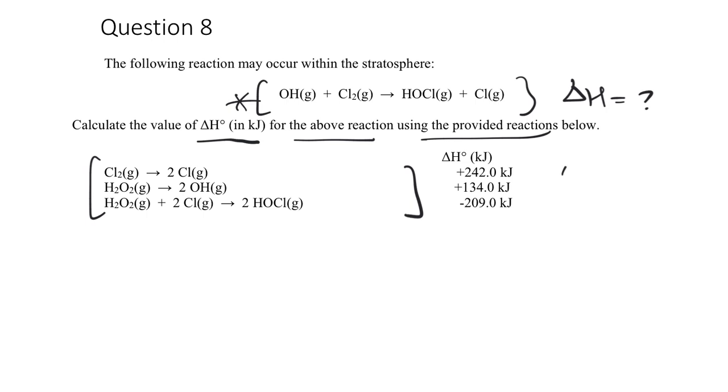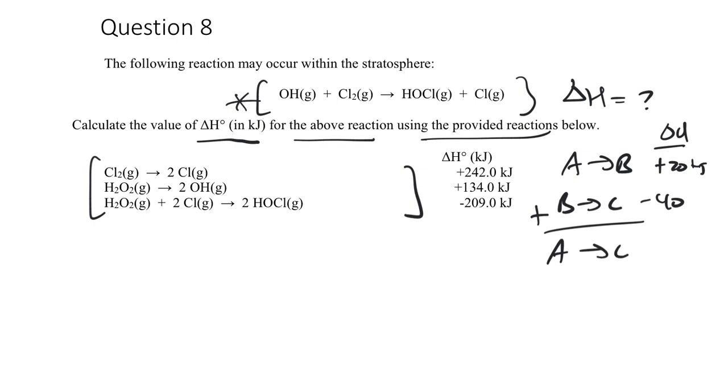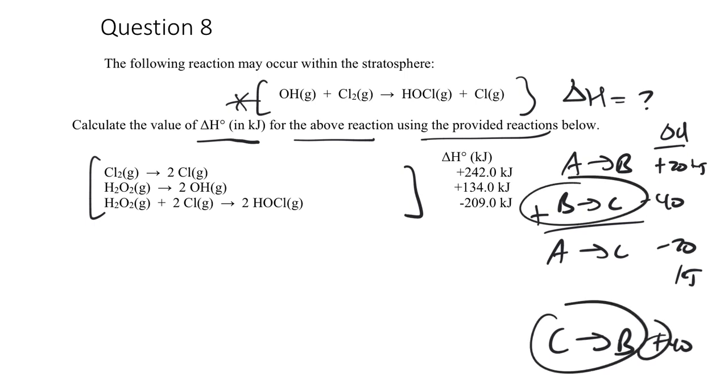Now, the idea would be that if you think of A goes to B, and we did this example, the delta H for this reaction is, say, plus 20 kJs, and B to C is minus 40, then A to C would sum up to be equal to 20 minus 40, so minus 20 kJs. But what if, instead of giving you A goes to B, I gave you C goes to B, and that's plus 40? And then I give you A to B is plus 20. You have to know to flip this reaction. If I flip the reaction, then I flip the sign to minus 40.